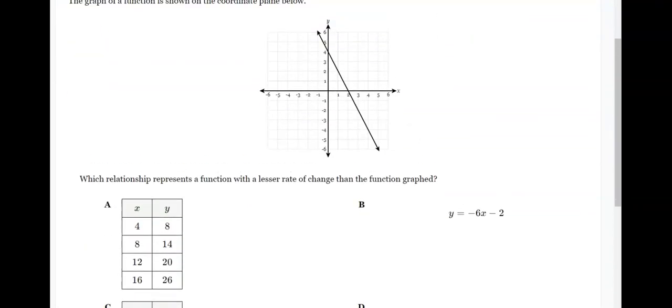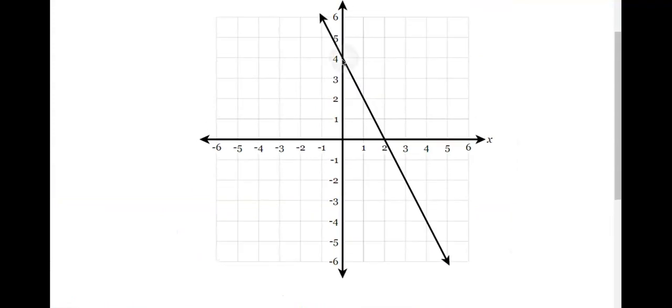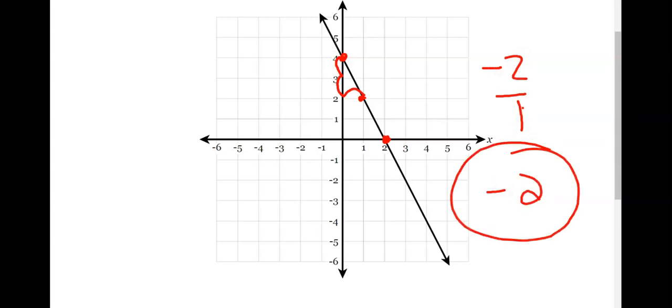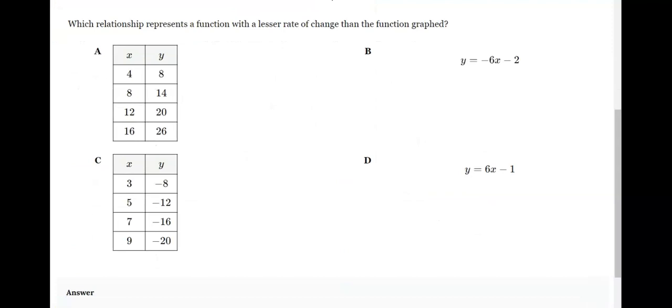Here's a graph, and we want something that has a lesser or smaller rate of change. Well, first I need to find the rate of change for that graph. Let me zoom in and find what I call perfect corner points. So I see one here, and I see one here, I see one here. So it looks like it's down 2 over 1, down 2 over 1. So my slope is -2. I'm looking for something that has a slope that's lesser than this, or smaller than this.